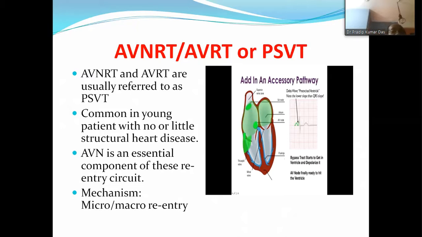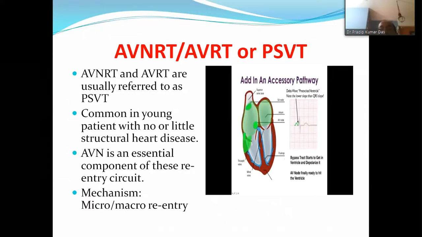Transmission through the AV node is an essential component of this re-entry circuit. In AV nodal re-entry tachycardia, it is a micro re-entry circuit, and in AVRT, or aberrant conduction through an accessory pathway, it is a macro re-entry. Here in this figure, we can see the sinus node generated impulse, and the normal transmission route is through the atria to the AV node.